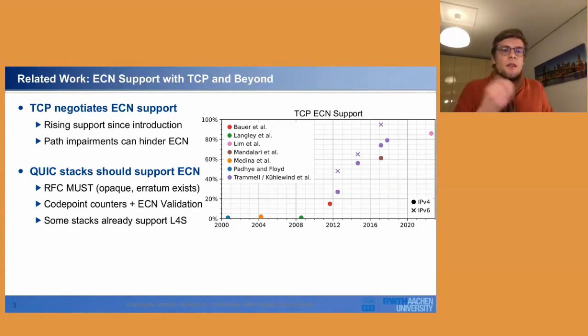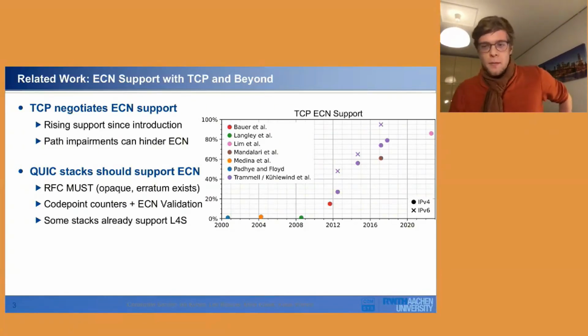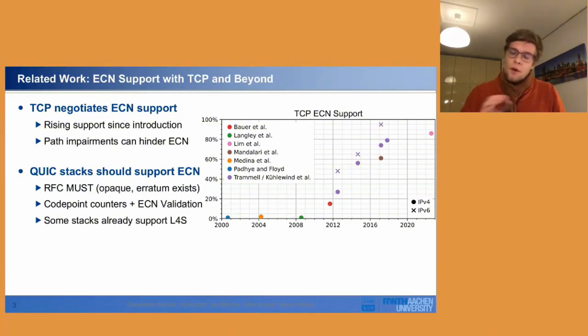With QUIC, stacks should support ECN right away. In the RFC of QUIC, it's said that it's a must that every QUIC stack has to basically mirror these ECN signals back to the sender. However, this is kind of opaque. It also says in the next sentence that a QUIC stack can decide to not do this, although it's a must. So there's also an erratum on this, where this sentence should be changed.